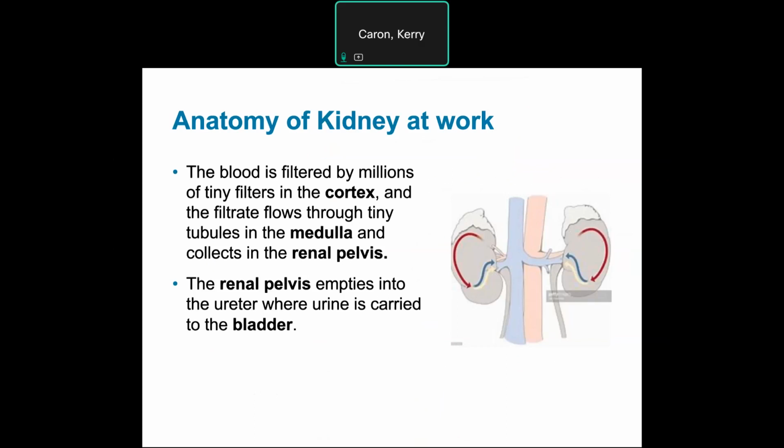Okay, so the blood is filtered by millions of tiny filters in the cortex, and the filtrate goes through tubules in the medulla, and then that filtrate, that liquid, collects in the renal pelvis. The renal pelvis then empties into the ureter, where urine travels to the bladder. And that's kind of the order of things.